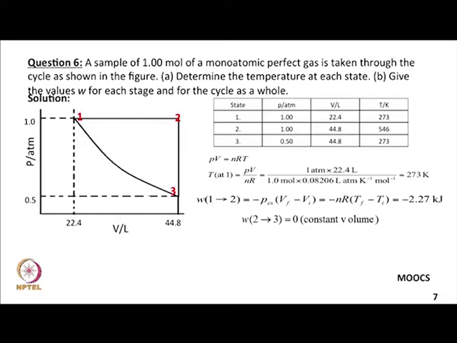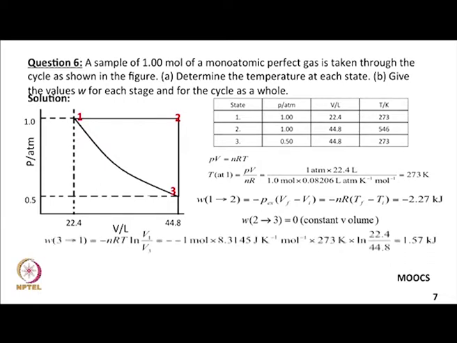3 to 1, that curve belongs to isothermal reversible compression. So, therefore, the formula to be used is minus nRT log V1 by V3, because V1 is the final volume and V3 is the initial volume. Now, you substitute the numbers. Please note here I am using R in joules per Kelvin per mole, because I want the final answer in joules, and the answer comes to 1.57 kilojoule.